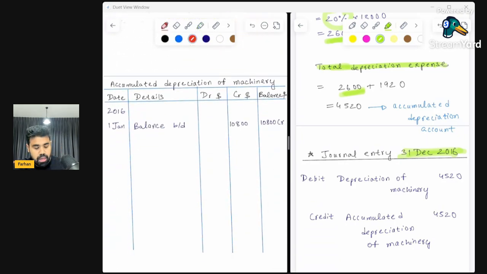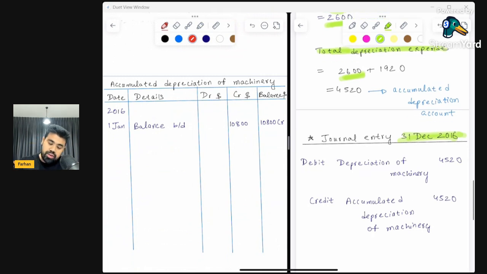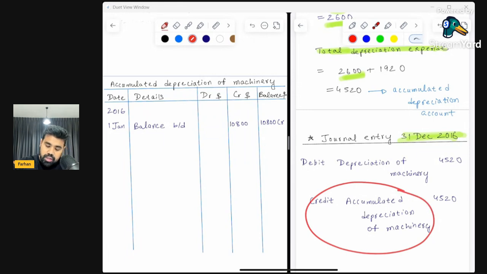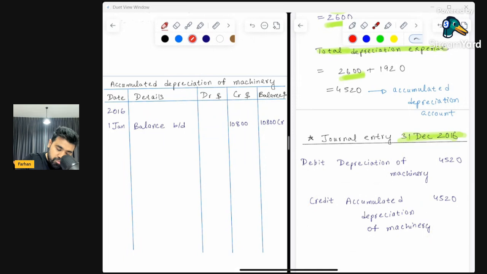Now, so we understand that the accumulated depreciation account is being credited here, right? This means that in the ledger account for accumulated depreciation of machinery at 31st of December, the $4,520 has to be recorded on the credit side. Okay? And the relevant cross-reference that we will include in the details column is the depreciation of machinery.